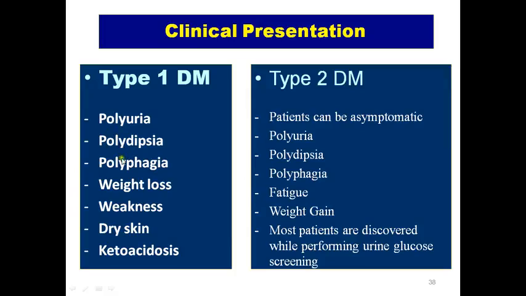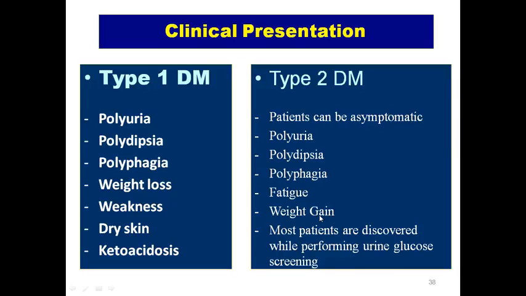Type 1: polyuria, polydipsia, polyphagia, the clinical presentation, weight loss, weakness, and dry skin. And ketoacidosis can be the very first presentation of type 1 diabetics. Type 2 diabetic patients can be asymptomatic, or can have polyuria, polydipsia, polyphagia, fatigue. They will be having weight gain.